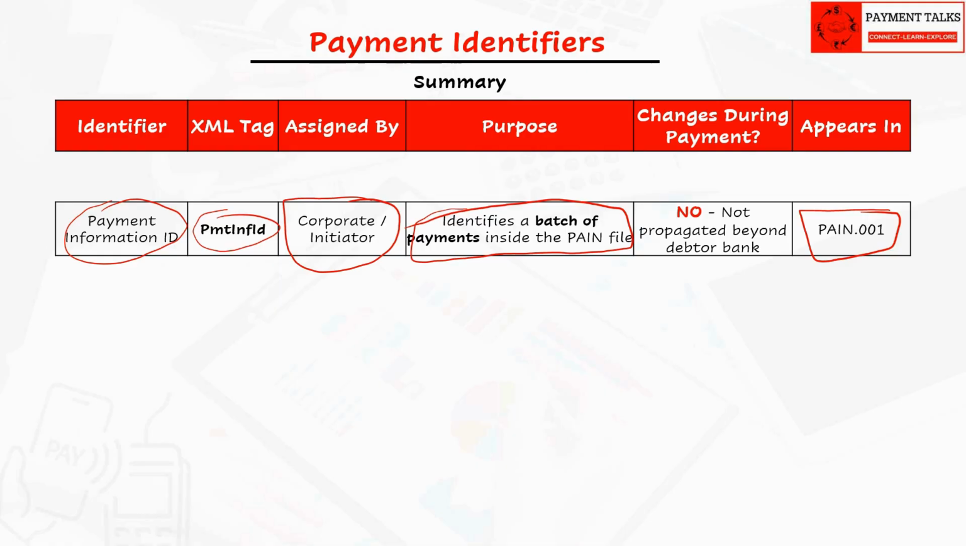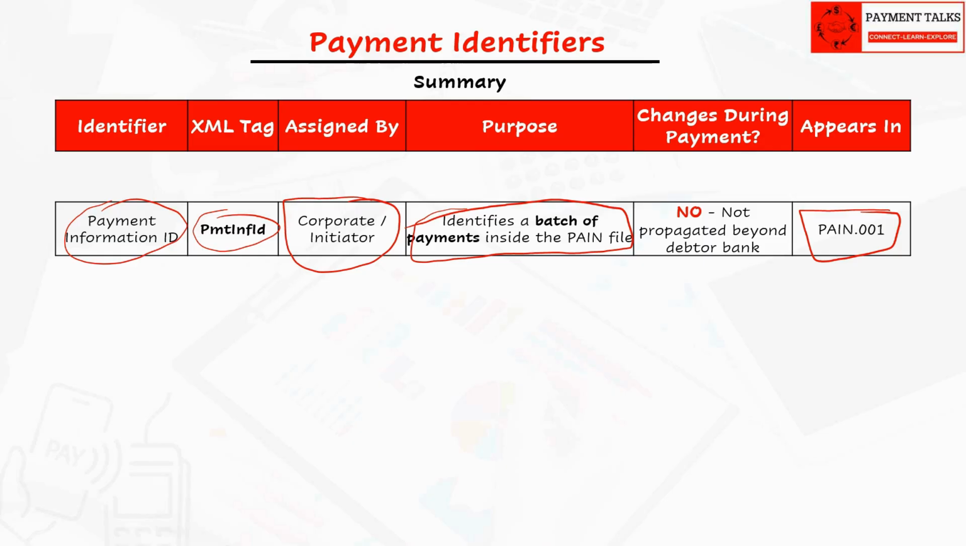What it covers? A subset of transactions within the PAIN.001, the batch or payment group. A single PAIN.001 can contain multiple payment information blocks, each with its own payment information ID.